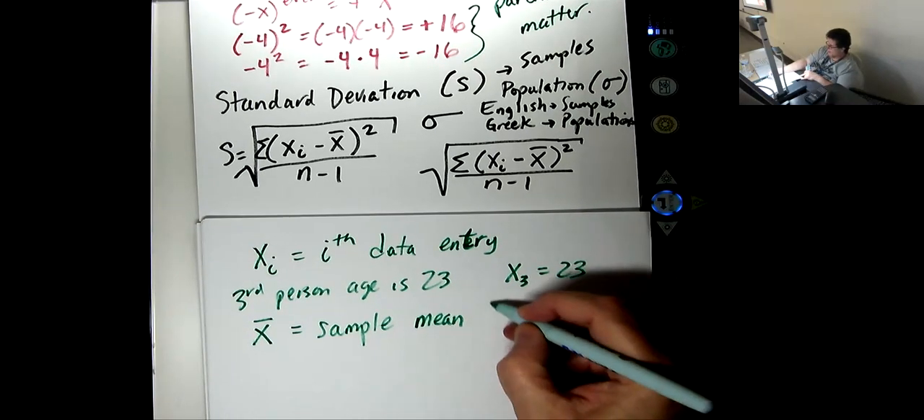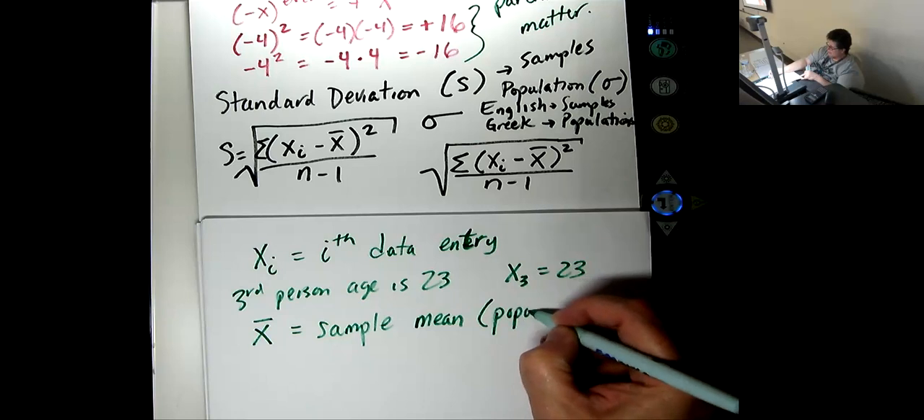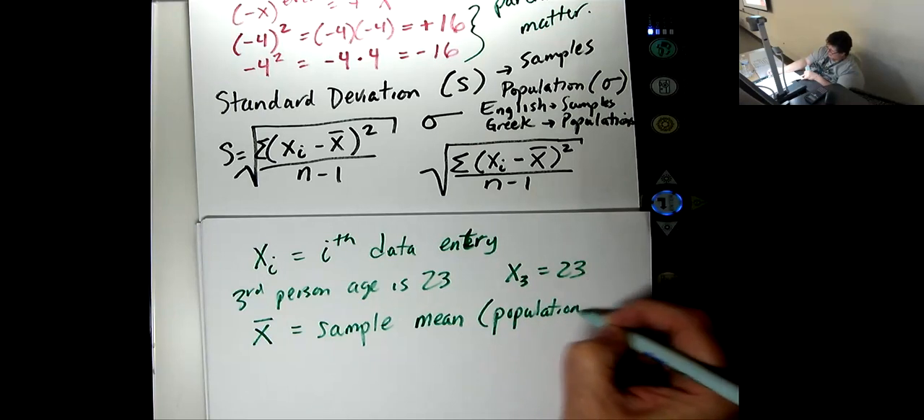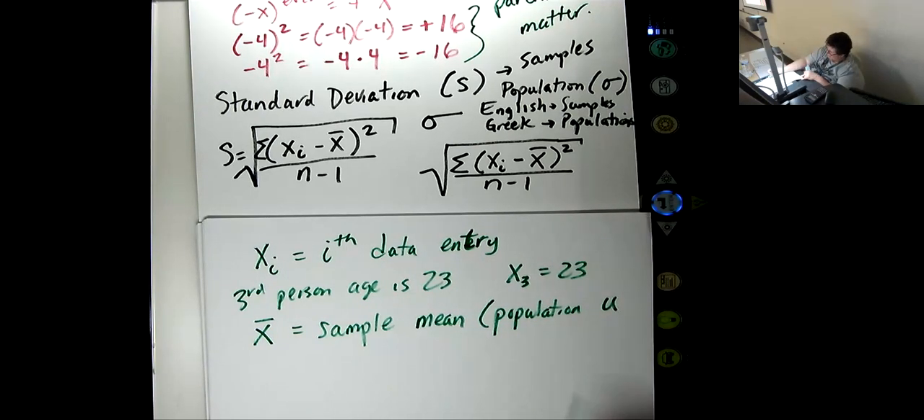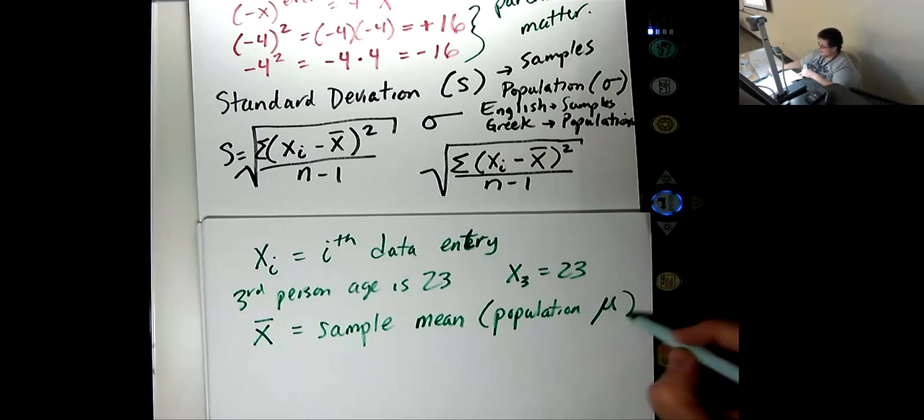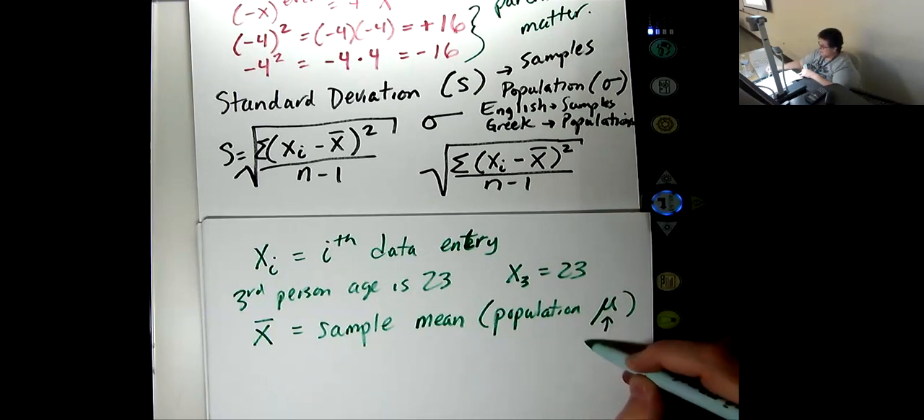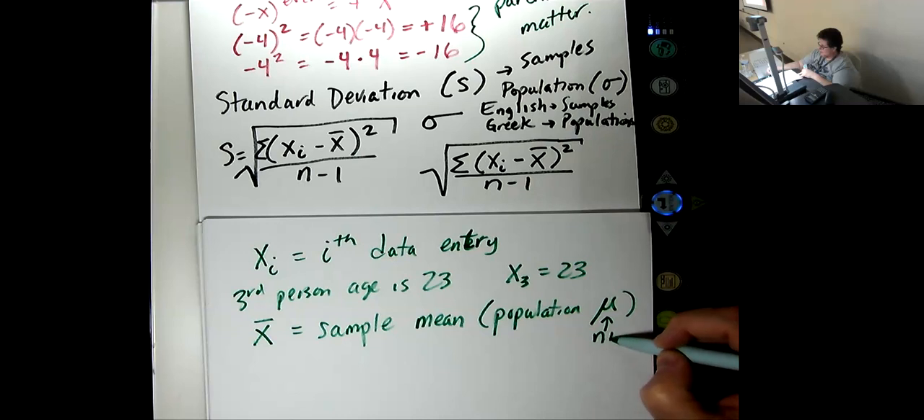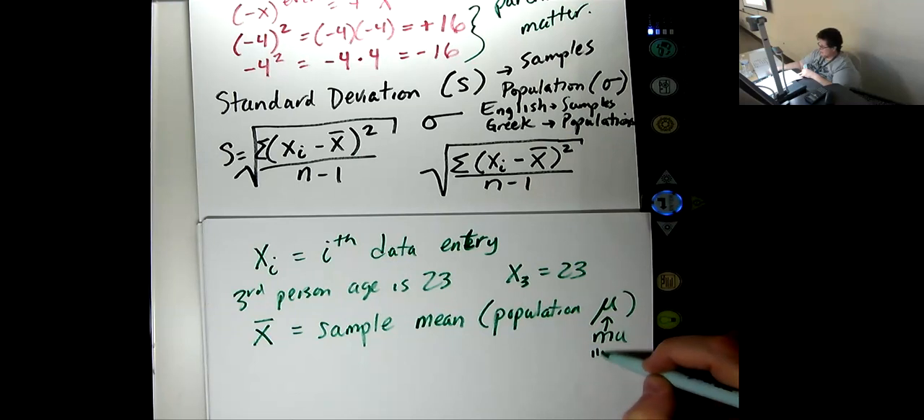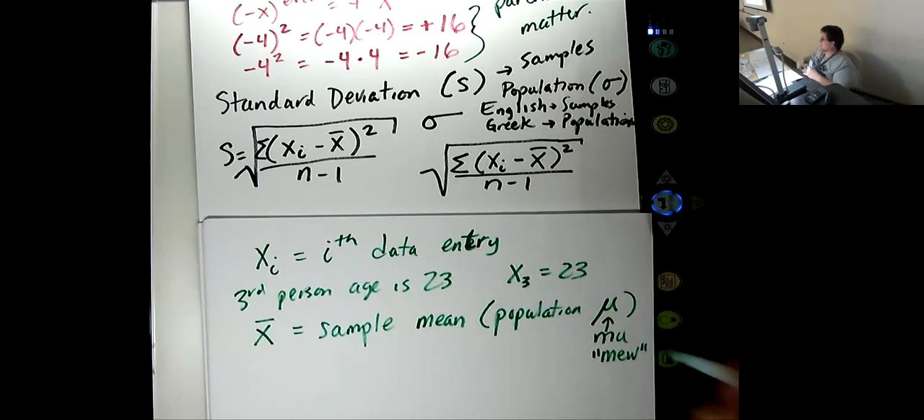When we look at the population, the population version of the mean looks like a u, but it's got a really long tail in front of it. This is the Greek letter mu. It's spelled mu, pronounced mew. You Pokemon fans out there, it's like Mewtwo. It's said like that.